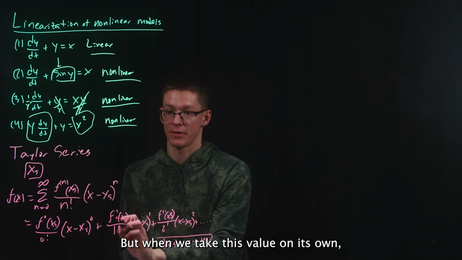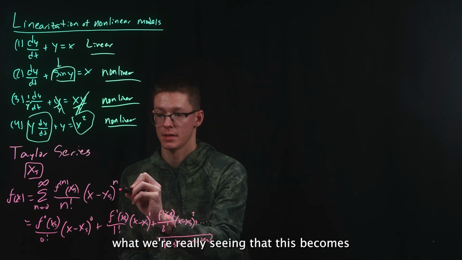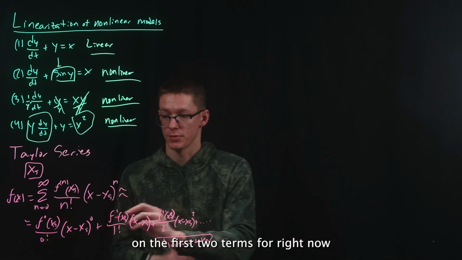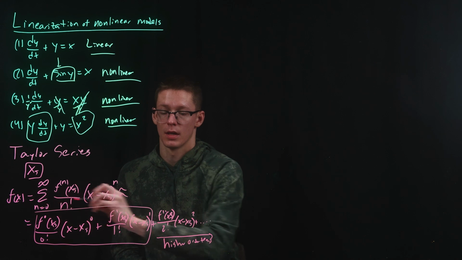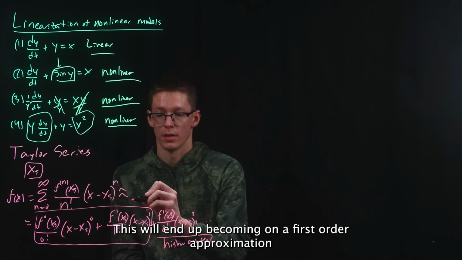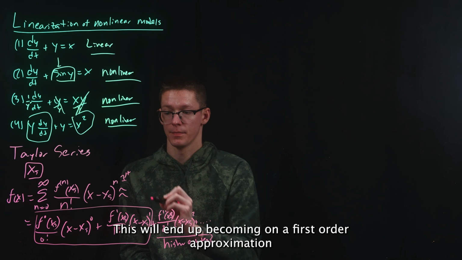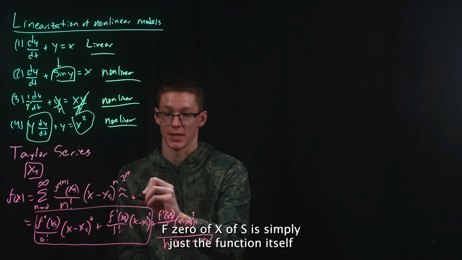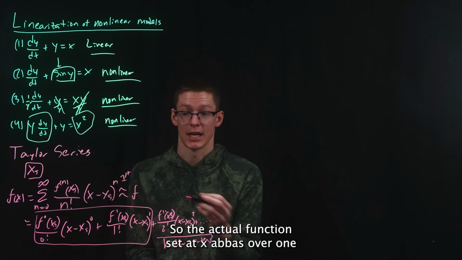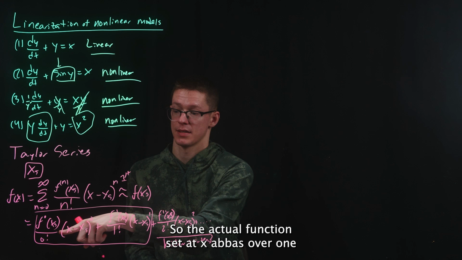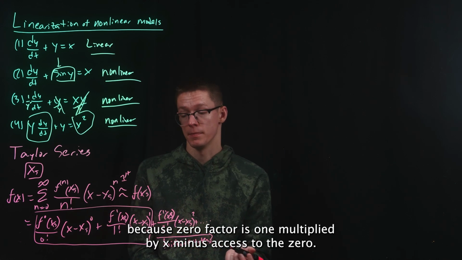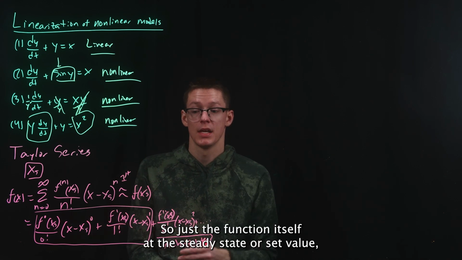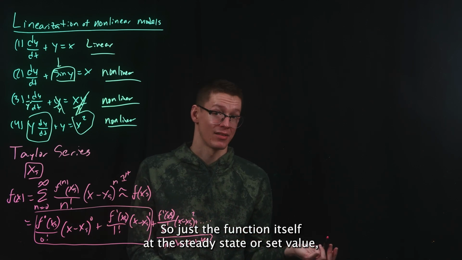But when we take this value on its own, what we're really seeing that this becomes is, assuming, of course, that we just are going to focus on the first two terms for right now and assume that these get very small, this will end up becoming, on a first order approximation, this entire thing, f0 of xs, is simply just the function itself, because it's the 0th derivative, so the actual function, set at xs over 1, because 0 factorial is 1, multiplied by x minus xs to the 0. Well, that entire term is 1, so just the function itself at the steady state or set value.